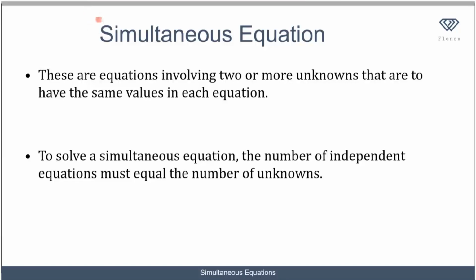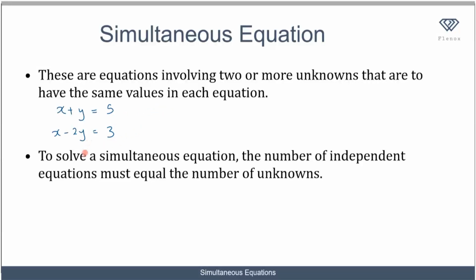For example, if you are given two equations, say x plus y is equal to 5 and x minus 2y is equal to 3. Now these are two equations in which we have two unknowns. x and y are both unknowns in these equations, and we are looking for the values of x and y that will satisfy both this condition and this condition. So when you have equations in this regard, they are referred to as simultaneous equations.